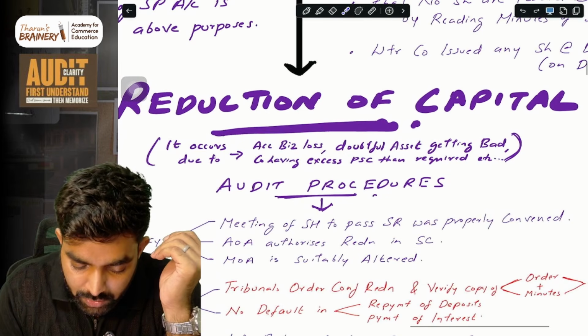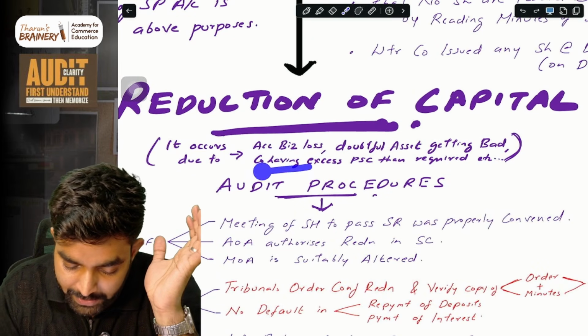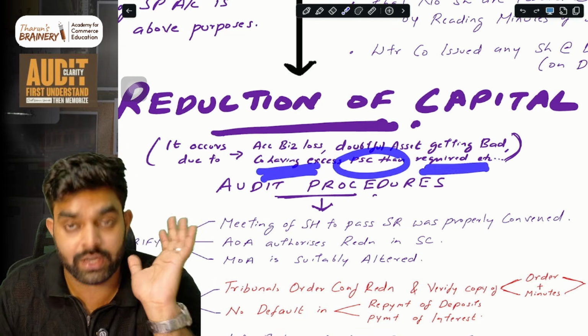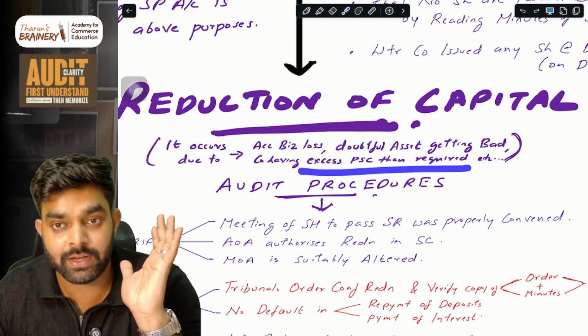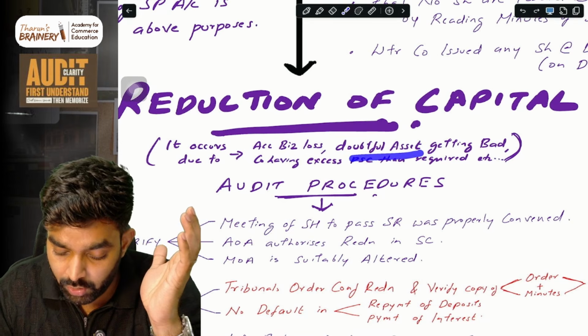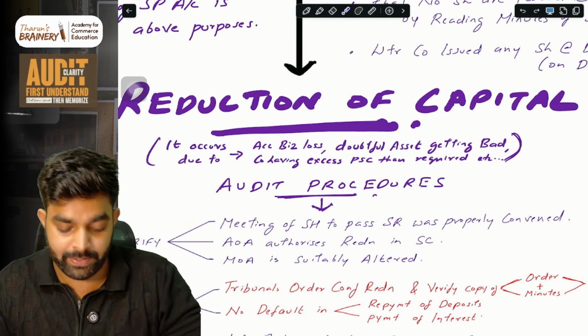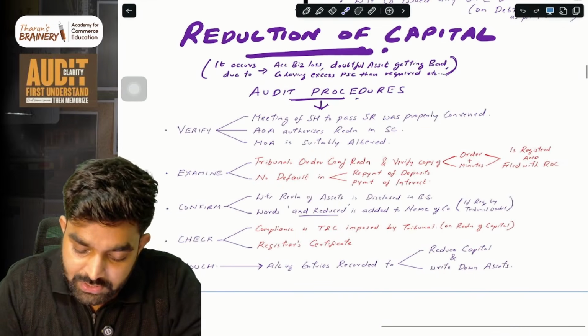It occurs due to accumulated business losses, or doubtful assets getting bad, or the company having excess paid up share capital than required. All these things. If excess paid up share capital is there, then they may reduce it. Or if the company has a lot of business losses or doubtful assets are getting bad, in all these situations the company may reduce the share capital. So what are the audit procedures to do that?